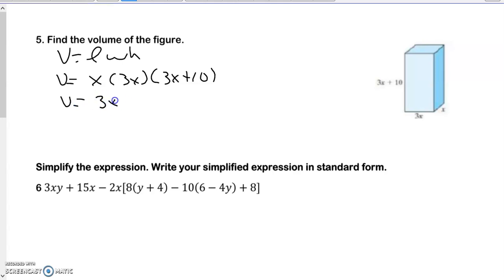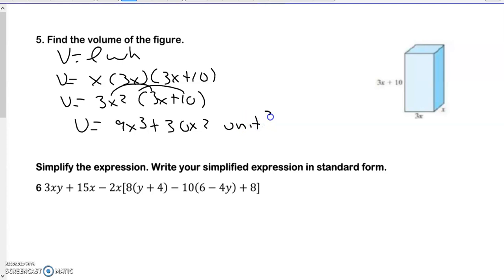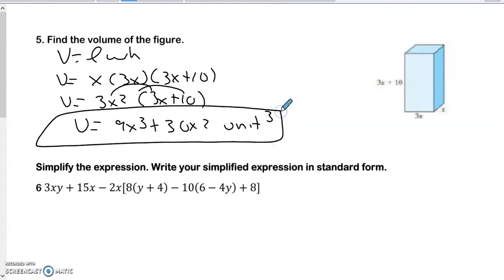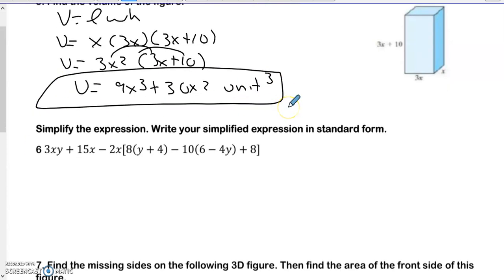I quickly did this math first, and then I distribute. And so this one was pretty easy. It's not that complicated, at least I don't think it is. And then you write units cubed, because volume is always cubed. Now this one, we need to simplify the expression and write the simplified expression in standard form. So I'm going to bring down the 3xy, I'm going to bring down the 15x, I'm going to bring down the minus 2x, I'm going to put my bracket.